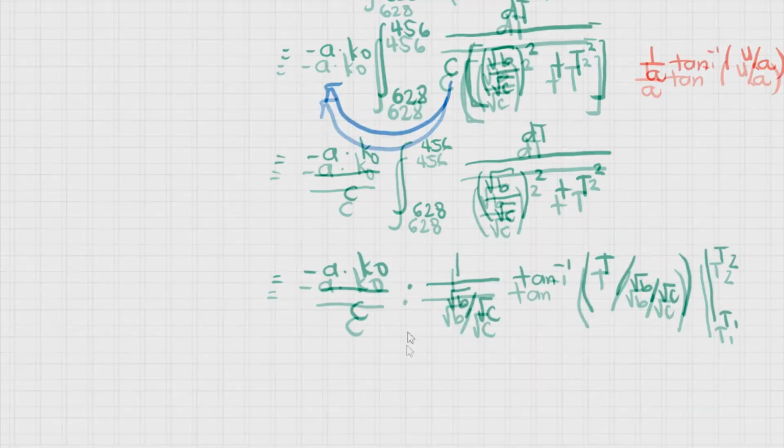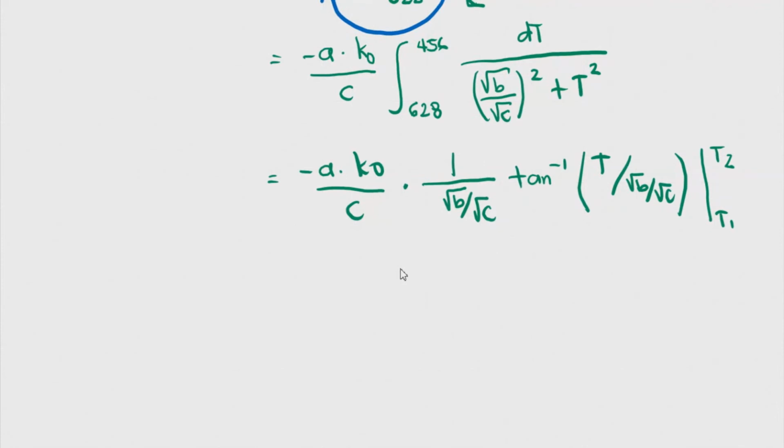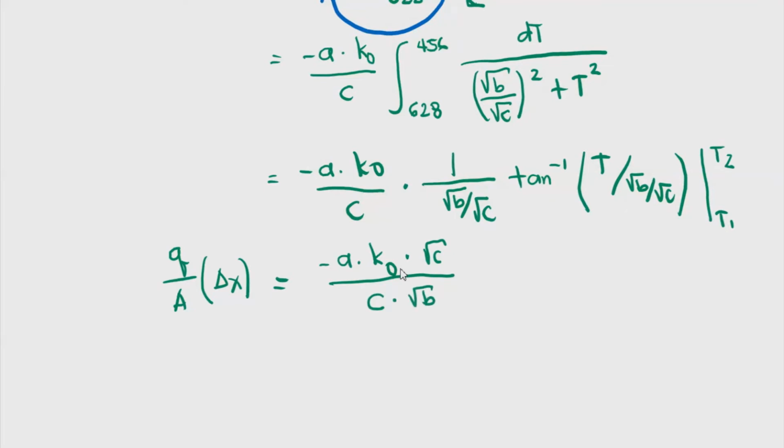So our final expression would be q over a, and then this one is the delta x, or the thickness. This is equal to negative a dot k sub o multiplied with square root of c, and then divided by c, then square root of b, then tangent inverse of square root of c, then the temperature, and then the square root of b, then t sub 1 to t sub 2.